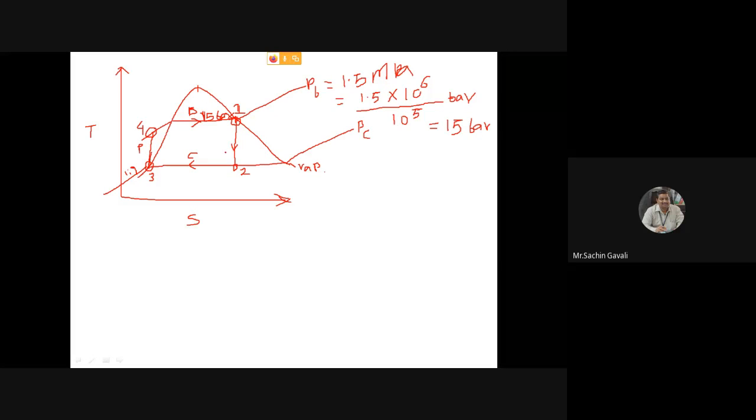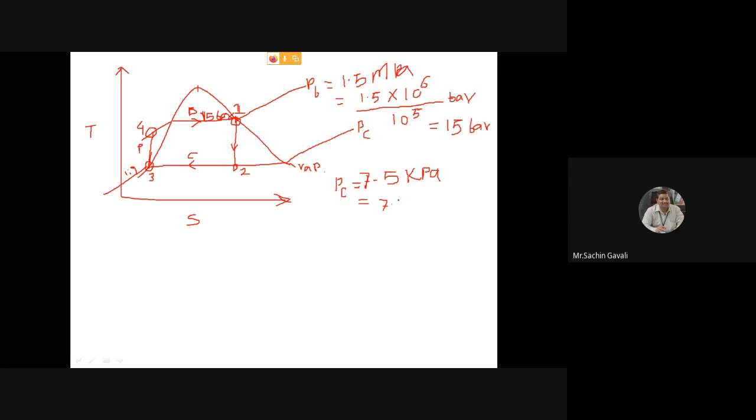Okay. Then next, condenser pressure. What is condenser pressure? How much is given? 7.5 kilopascal. Again, 7.5 kilopascal means how many pascal?